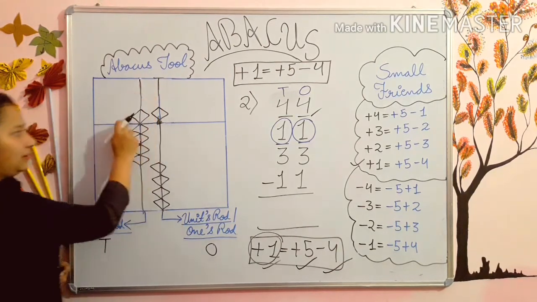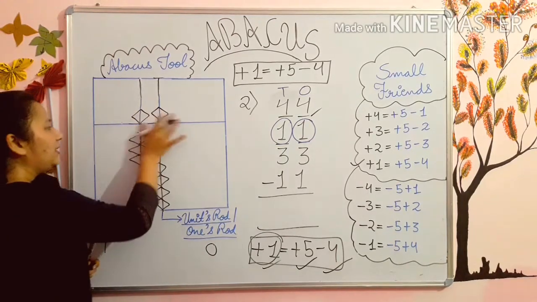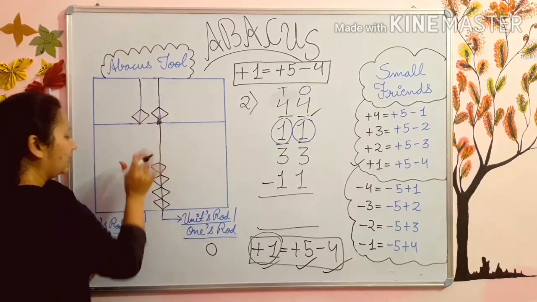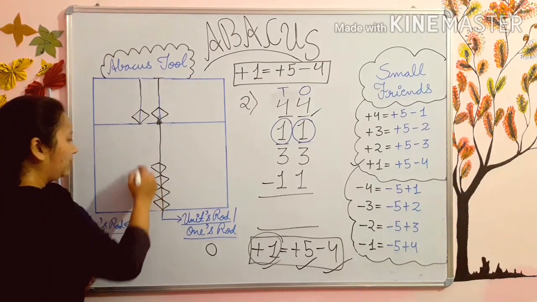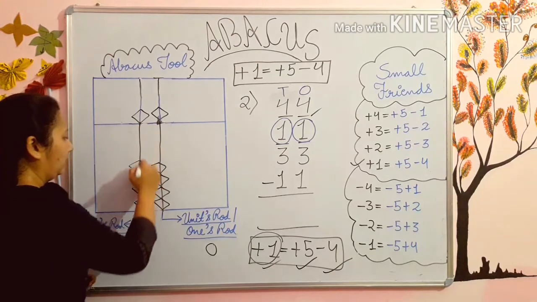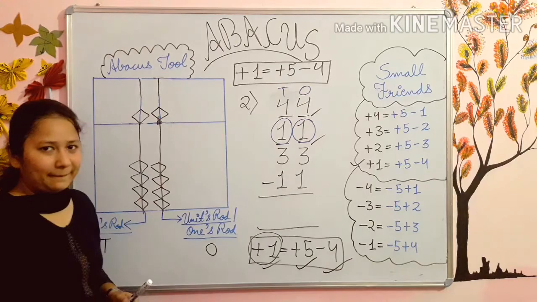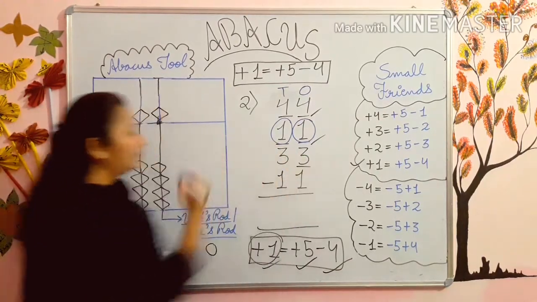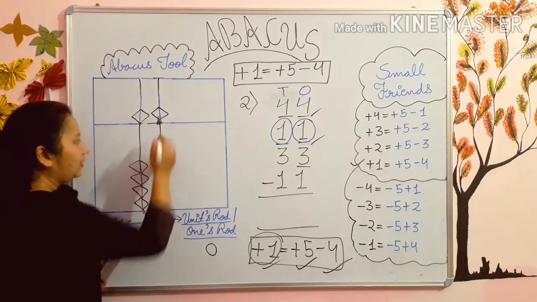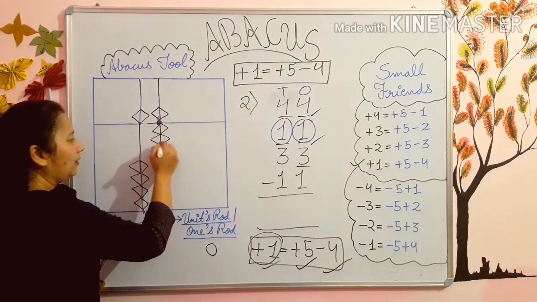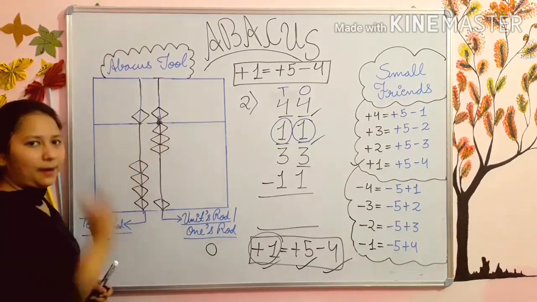Plus 5 we have done. I have added 5. Minus 4. Minus 4 means put the 4 beads down. 1, 2, 3, 4. And this is done. Now you have to add 3 in the one's rod. 3 means put the 3 beads up. Put the 3 beads up.